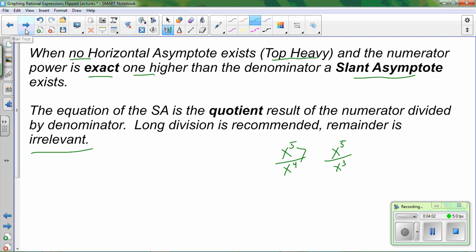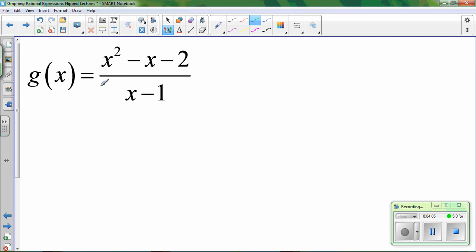So let's jump into a couple quick examples. Here's our first one. G of x equals x squared minus x minus 2 over x minus 1. We factor the numerator, and we get x minus 2 and x plus 1. And the denominator is x minus 1. We see that there are no common factors. Nothing crosses out. This is going to give us a vertical asymptote, which is a restriction on the domain. But for this video, I just want to focus on the slant asymptotes because we're going to have to do some long division, and that's going to take some time in itself.